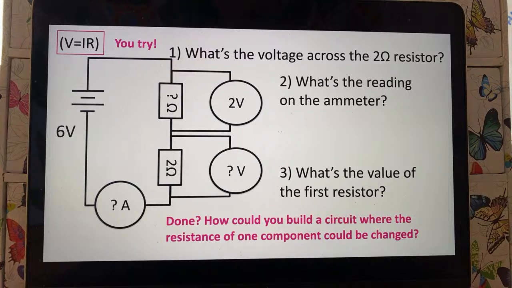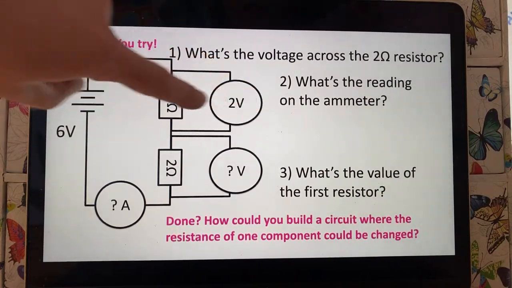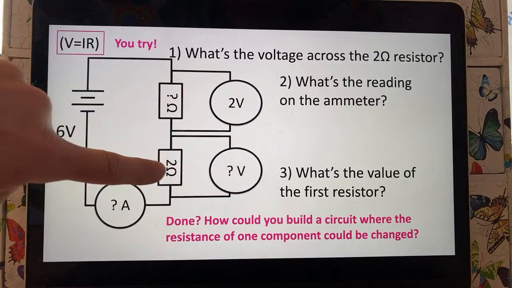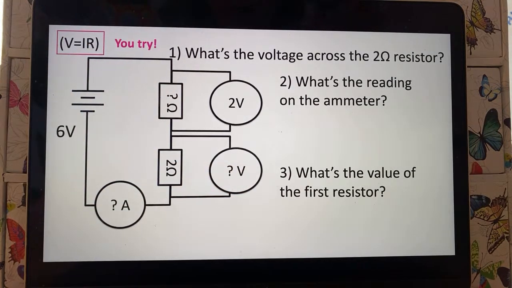Okay, let's go through it. So the voltage across the 2 ohm resistor, hopefully that one wasn't very difficult, right? You've got 6 volts being provided by the battery, and 2 of those volts are across the mystery resistor, so there must be 4 volts across the other resistor, right?